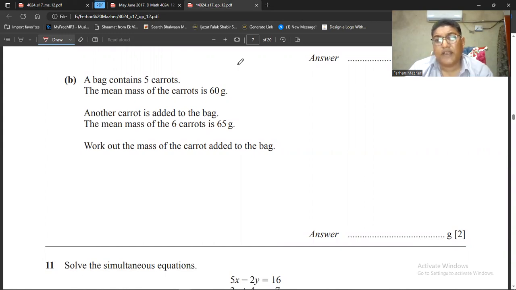So if you know the mean and you know the number of observations, you can find the sum of those observations. The sum is equal to mean multiplied by number of observations. So I will find the sum of the 5 carrots. That will be mean multiplied by number of observations, so 5 into 60. Then I will find the sum of the 6 carrots, and that will be the mean of 6 carrots multiplied by the number of observations. So it will be 65 into 6.